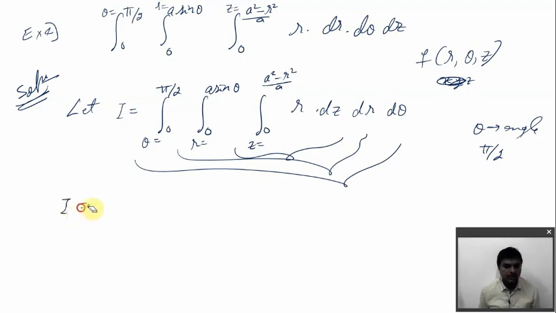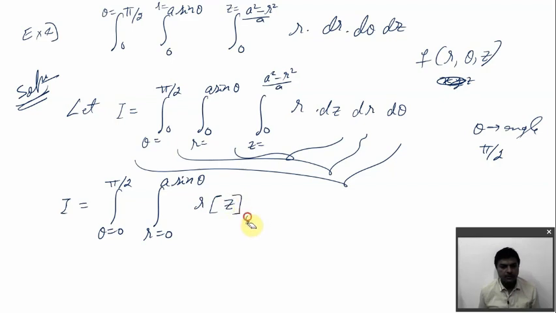Okay students, now immediately write down I is equal to integration theta 0 to pi by 2, integration r 0 to a sine theta. Now the integration of r becomes constant when we take this as the z value. So this is r into z, from 0 to (a square minus r square) upon a. This is the upper limit and the lower limit is 0. Then this is dr d theta. So just substitute the upper limit.